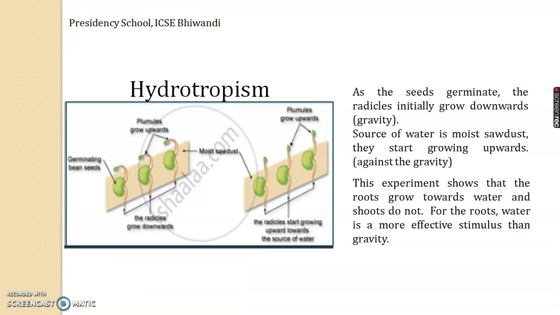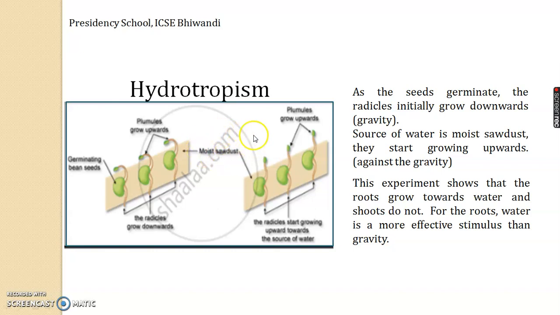This has also been exhibited with a simple experiment that you can see here. In this experiment, a bean seed has been taken, and you have already learned in your previous classes about the plumule and the meaning of the radicle. For your information again, the plumule will give rise to the shoot system, and the radicle will give rise to the root system. Now if you see, as the seeds germinate, the radicles are initially growing downwards, that means towards gravity.